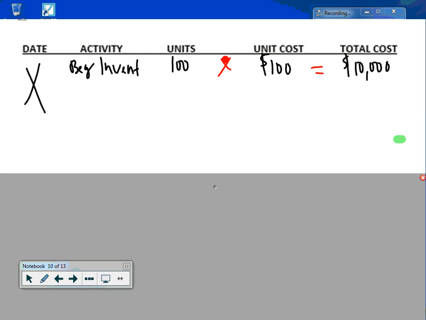Okay, then did we buy anything? We did. We had a purchase. How many did we buy? 200. Did it give you the total cost of that? So total cost was 26,000. So that would be how much for a unit cost? 130. Okay.